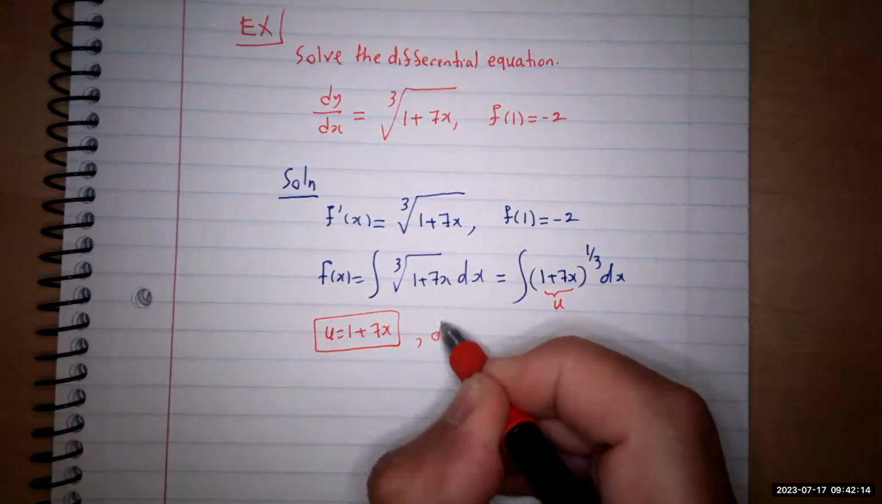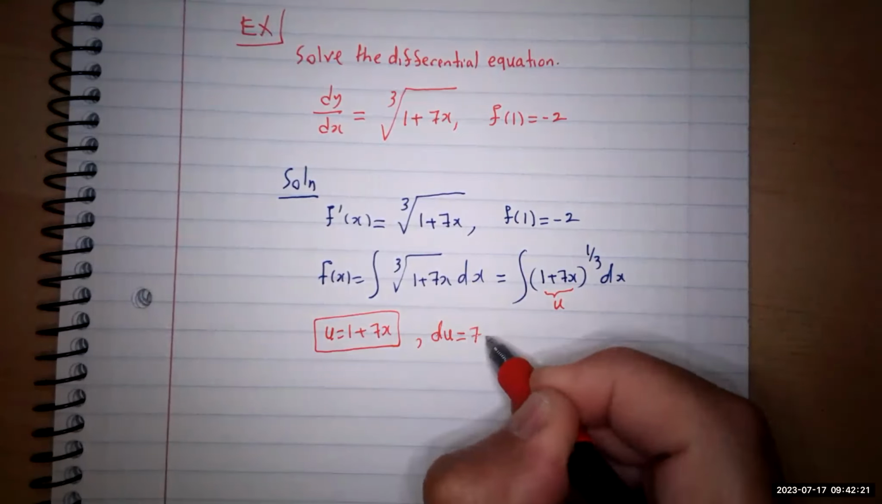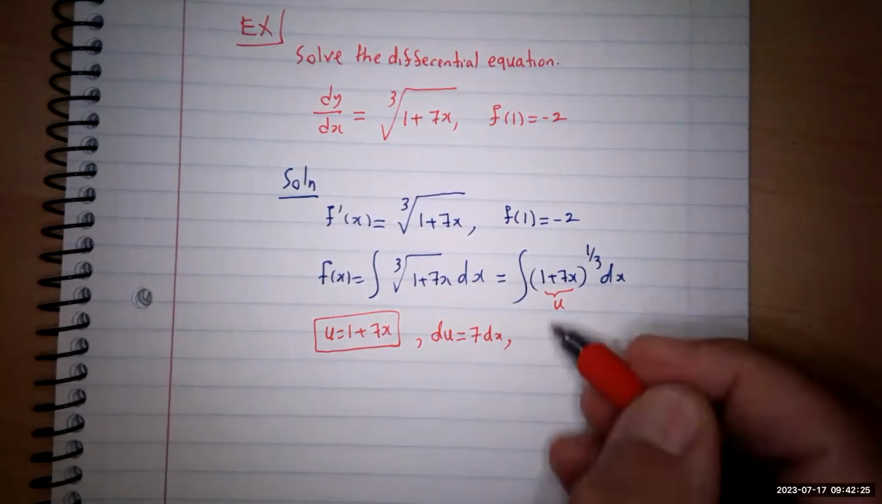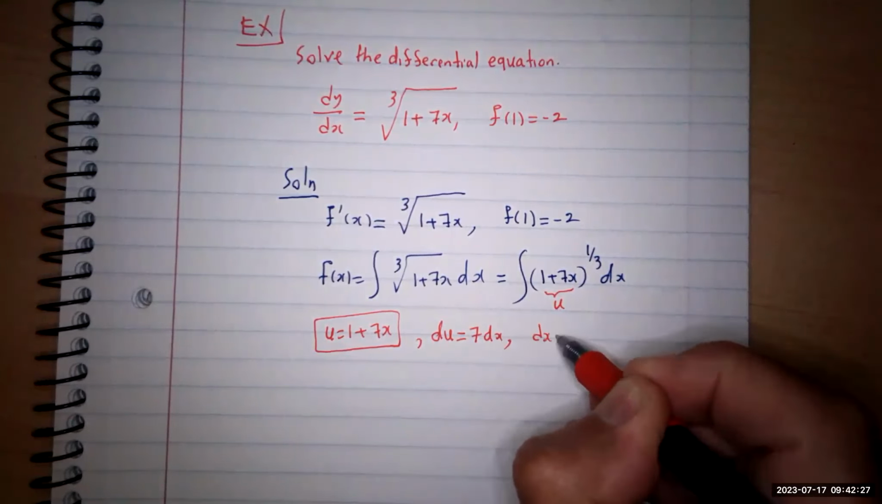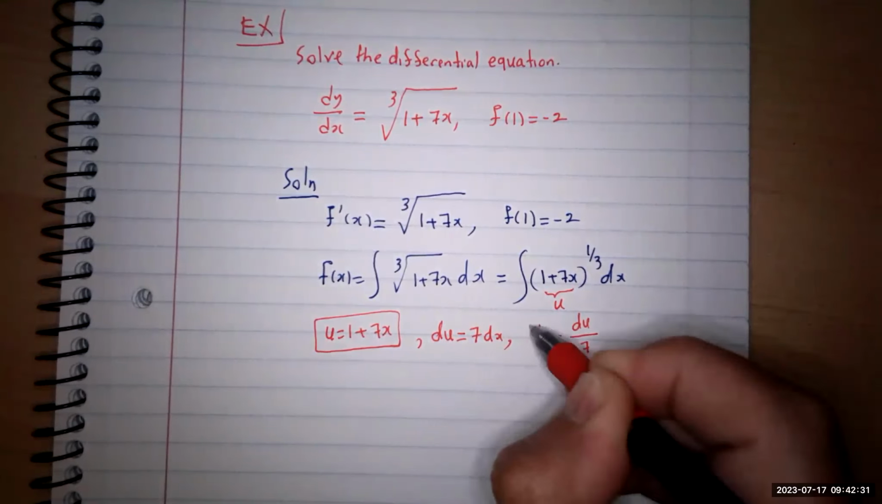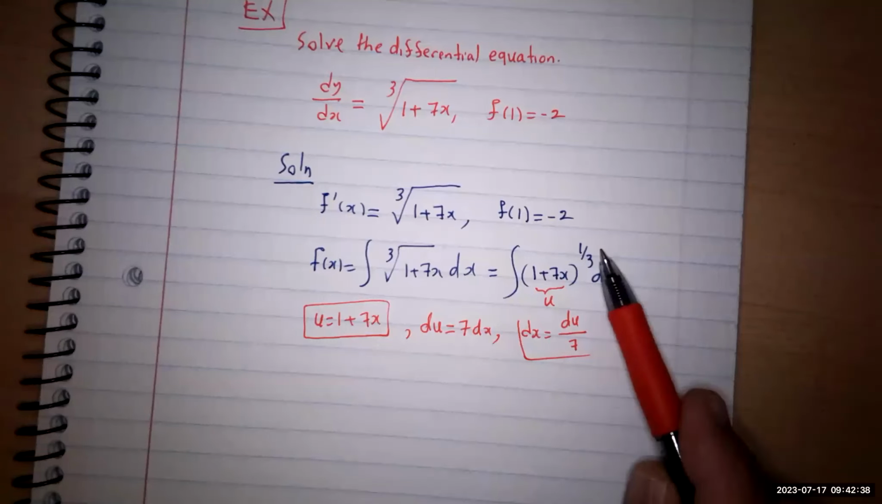Okay, du, the derivative of u. The derivative of 1 is 0, the derivative of 7x is 7, but times the dx. Then we find the dx, so dx is going to be equal to du over 7. Okay, this is going to be the case. Go back and substitute; your target is u to the 1/3.